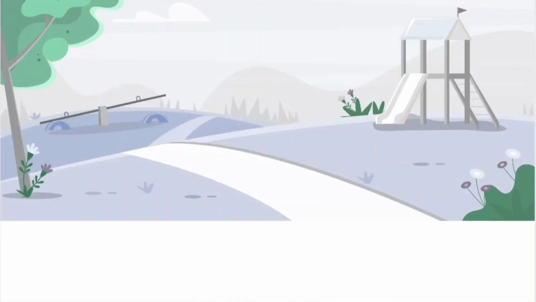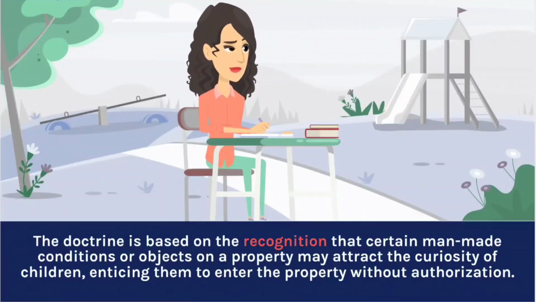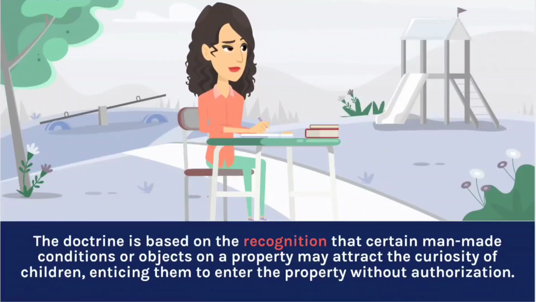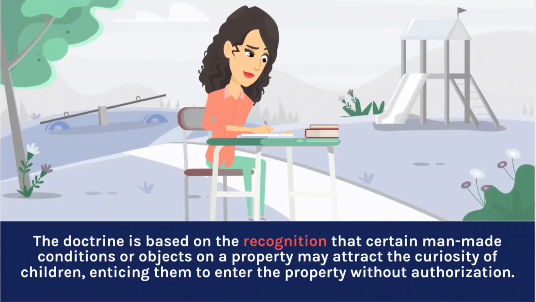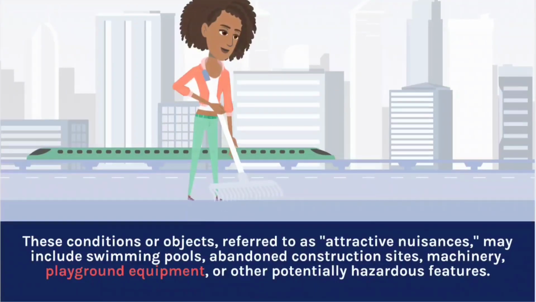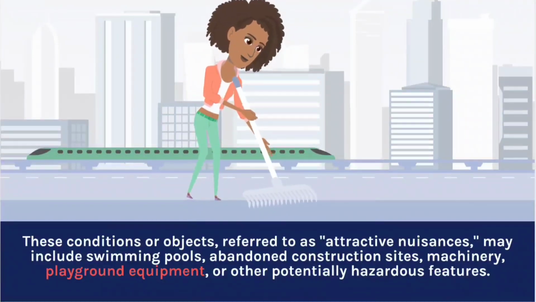Meaning. The doctrine is based on the recognition that certain man-made conditions or objects on a property may attract the curiosity of children, enticing them to enter the property without authorization. These conditions or objects, referred to as attractive nuisances, may include swimming pools, abandoned construction sites, machinery, playground equipment, or other potentially hazardous features.